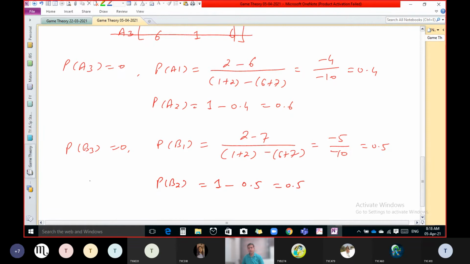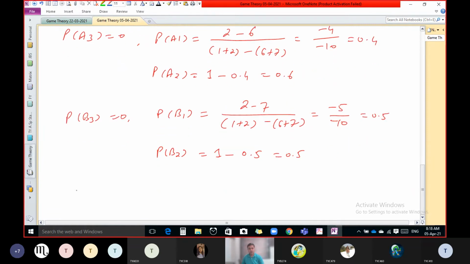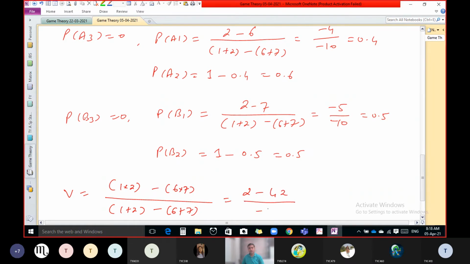And the last one, that is what? Value of game. V. So denominator 1 plus 2 minus 6 plus 7 as it is. And here you have to write 1 into 2 minus 6 into 7. So 1 into 2 is 2. 6 7s are 42. Here it is same, minus 10. So we get minus 40 divided by minus 10. So we get plus 4. And that is the value of game.